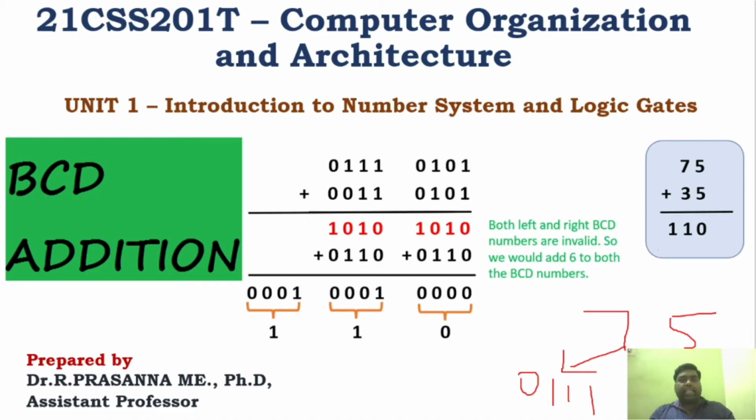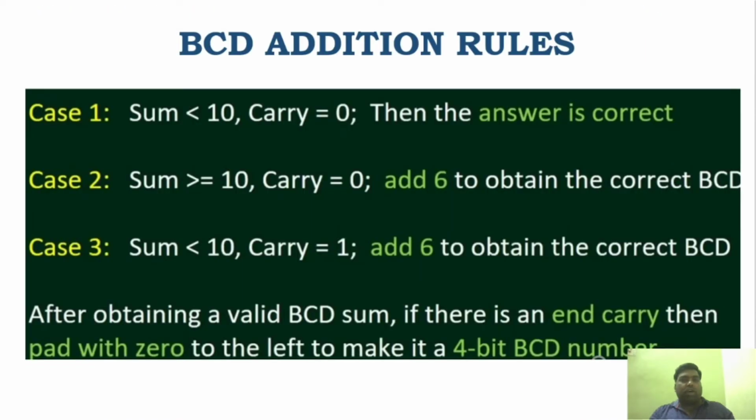Before starting the problem, we will see the rules of BCD addition. We have three rules. The first rule is if the sum is less than 10 and there is no carry, then the answer is correct. So you don't have to do any changes. If it is lesser than 10, it has to be below 10, so only up to 9 it is correct. If the sum is up to 9, then the answer is correct.